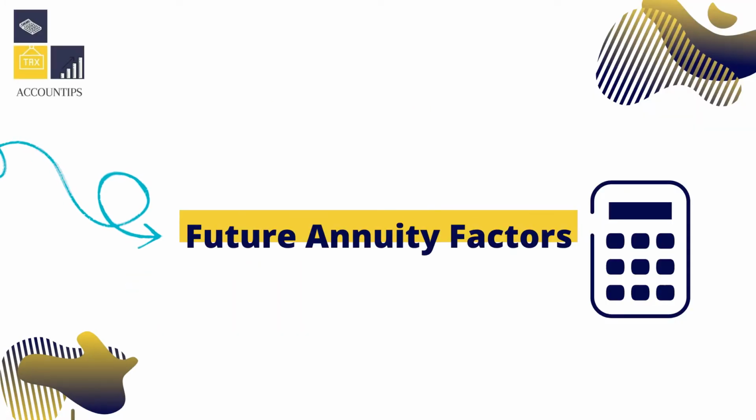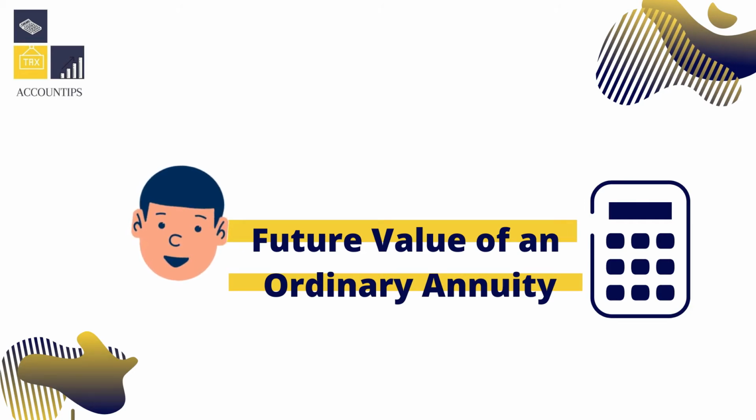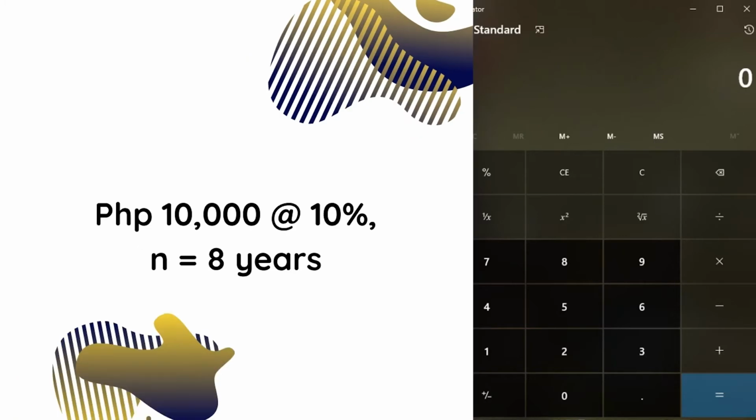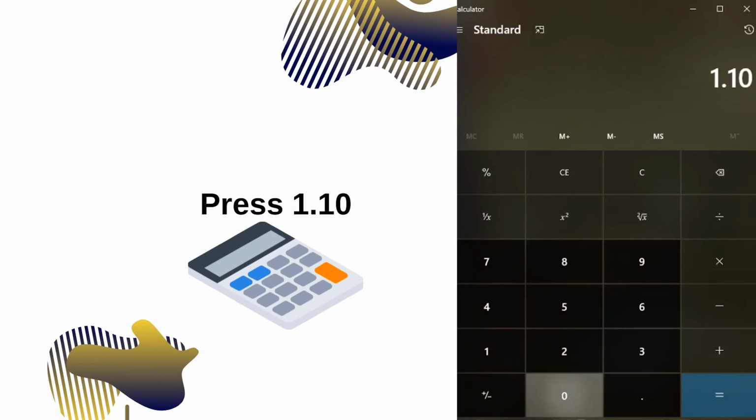Now, we will proceed to computing the future annuity factors, and we will start with the future value of ordinary annuity. For the future value of ordinary annuity, just like the usual first thing that we do, we have to input 1 plus the interest rate. So for this case, we'll use the same given, which is 10,000 at 10% in 8 years. We will first input, as usual, 1.10 and then press the multiplication sign twice.